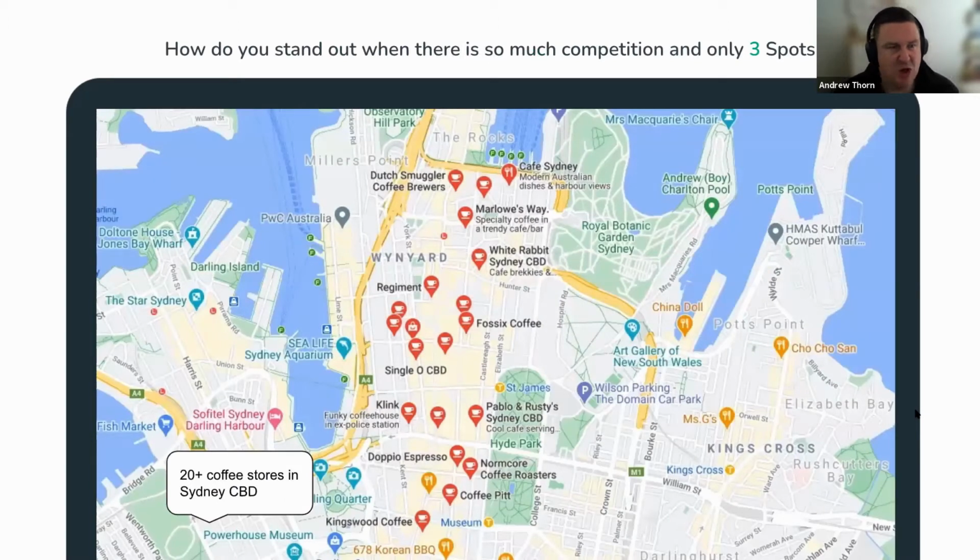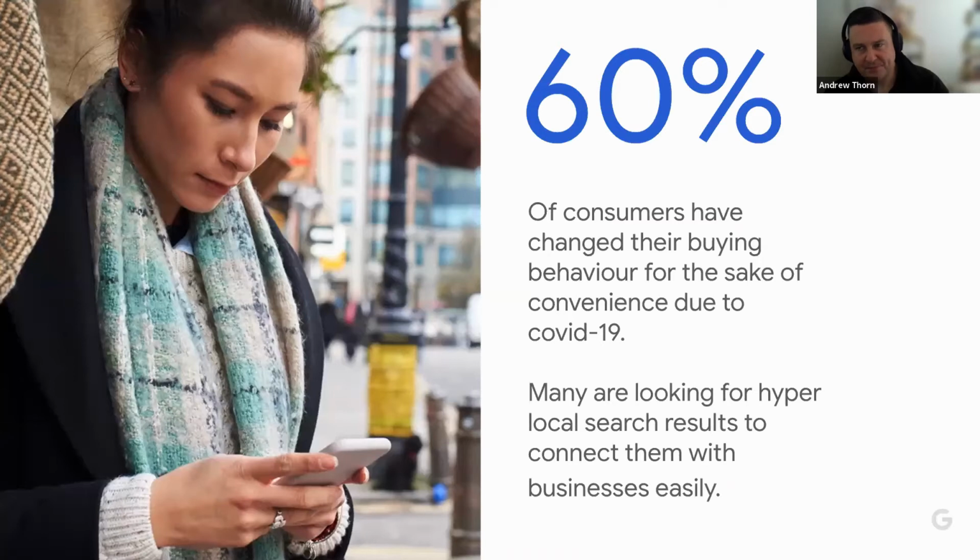And especially most verticals have a lot of competitors in them. So unless you're in something very niche, you probably do have a lot of competitors in your area. So how can you stand out? This has definitely changed since COVID came, in terms of how people are doing business. You can see here that 60% of consumers have changed their mind for the sake of convenience since COVID.